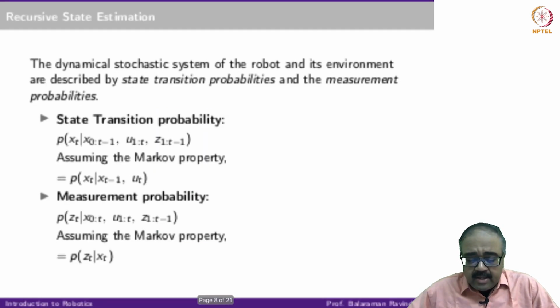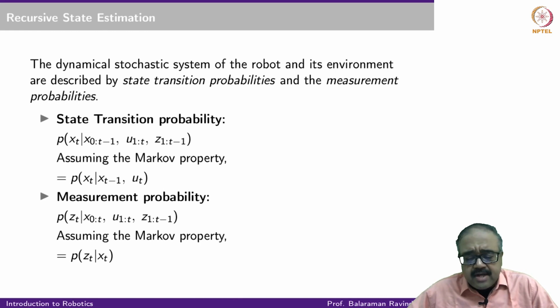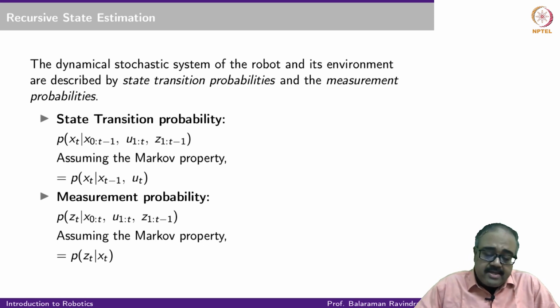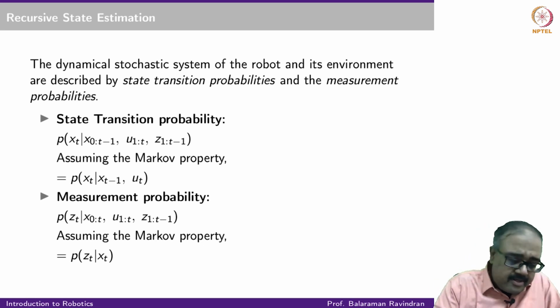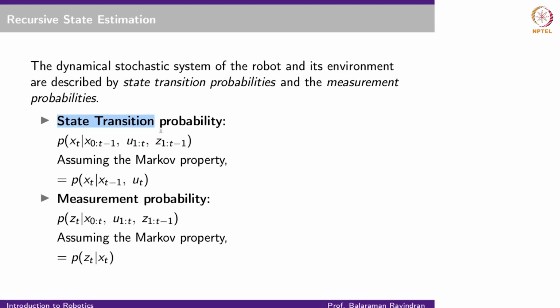Okay, and what we then started talking about is the system model. And I said the system model consists of two quantities. One is the state transition probability. The first one is the state transition probability, where you look at the probability that you land up in a certain state xt.